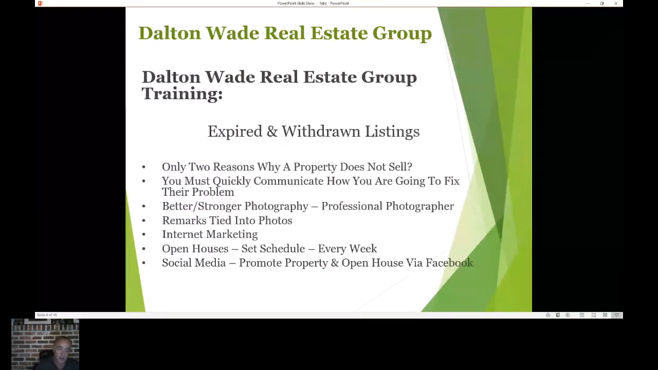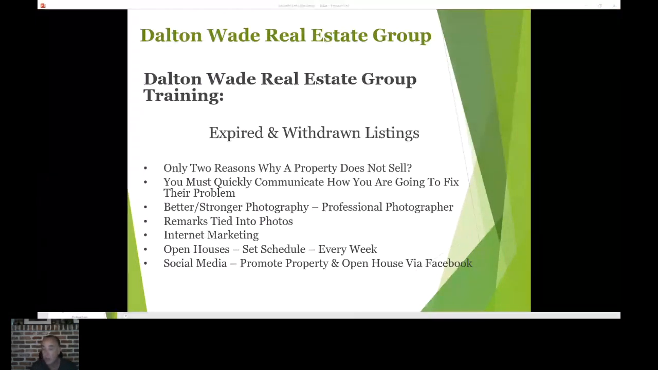All right, so the first bullet says only 2 reasons why a property does not sell. Who knows what that answer is? 2 reasons, 2 things. One is easy, one sometimes isn't quite as easy. Price and condition. Overpriced. You got half of it right, Zach. Price and location. Marketing. There you go. Devin got it.